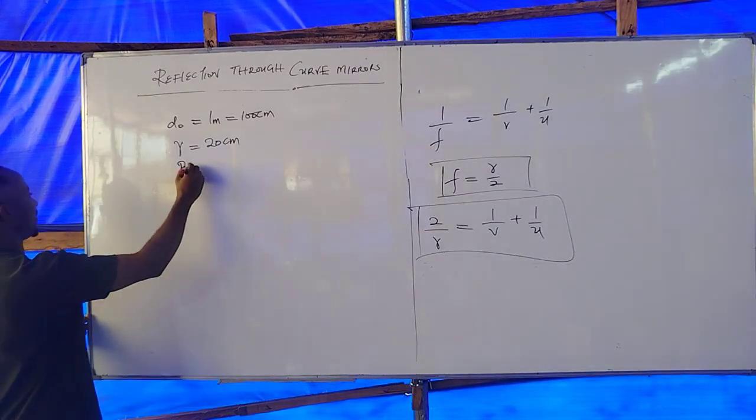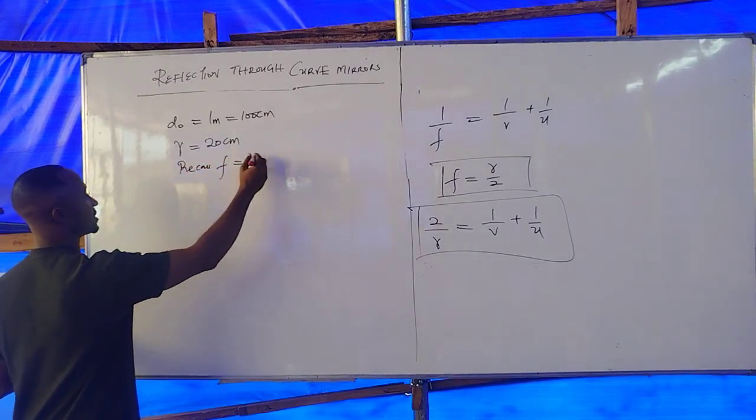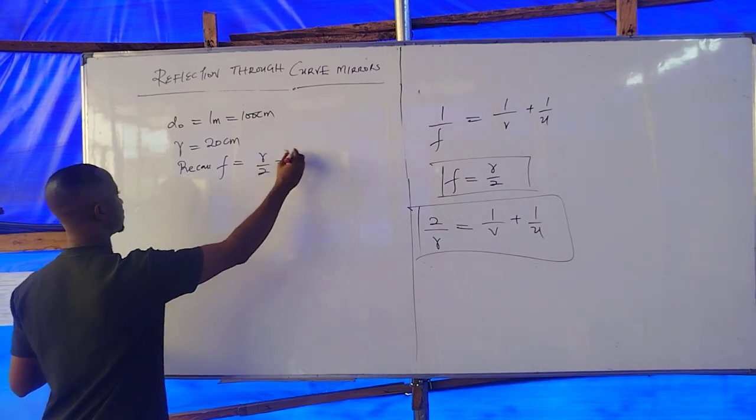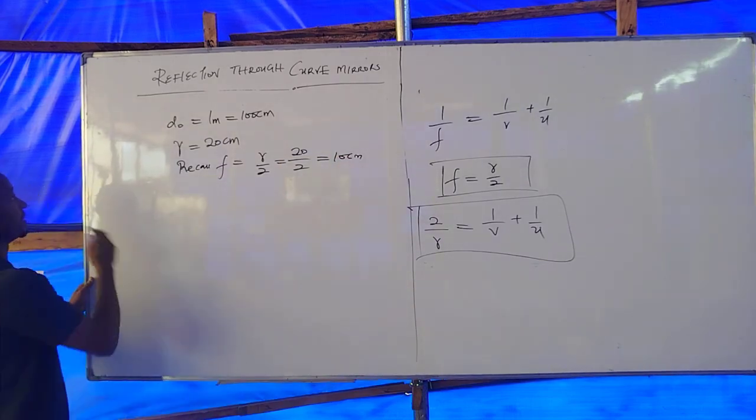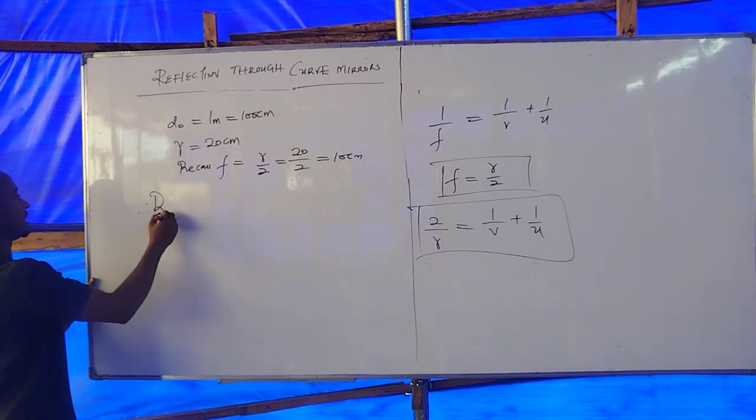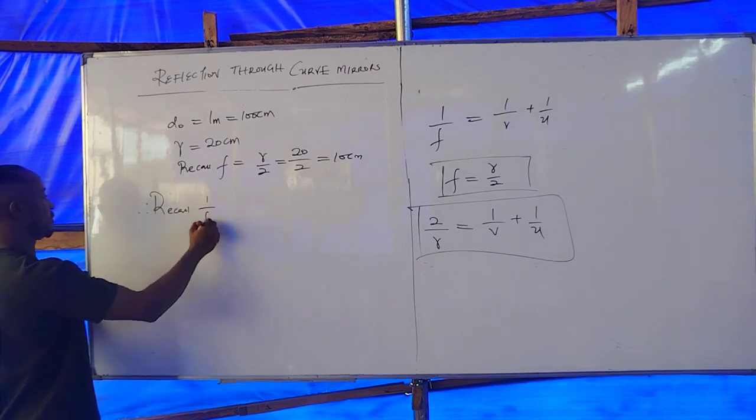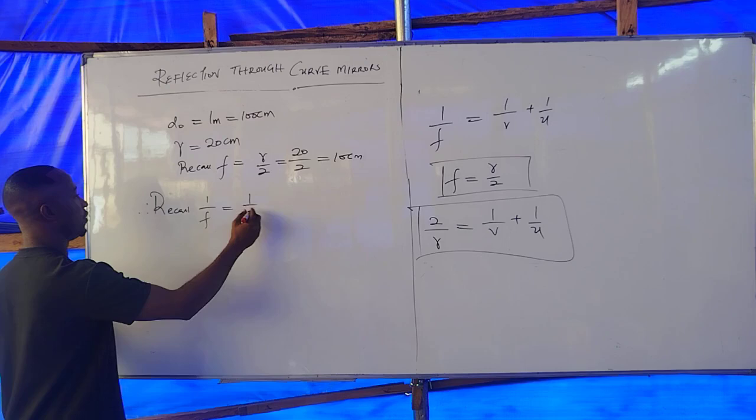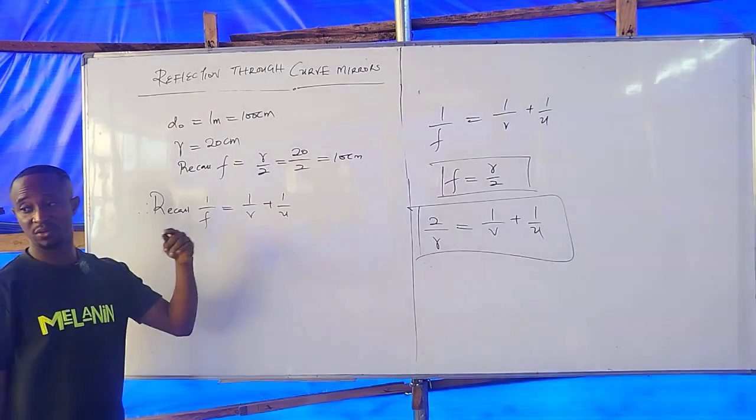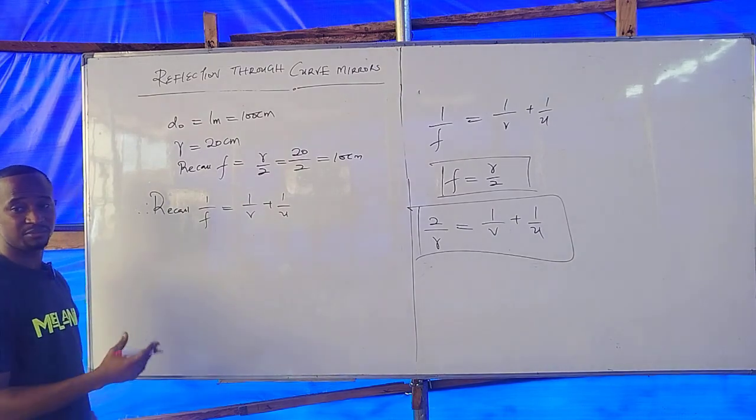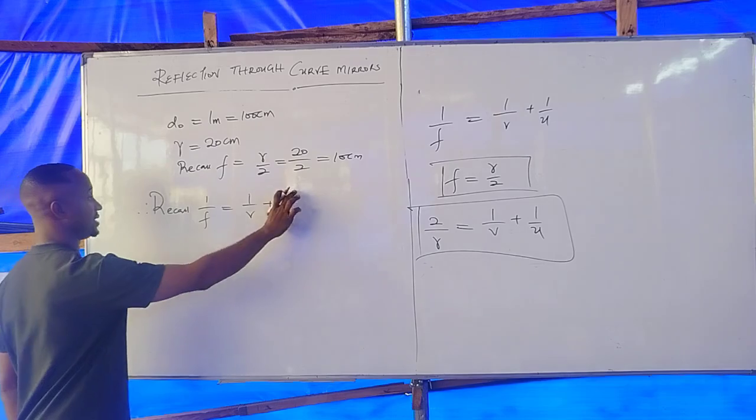Recall that the focus is R over 2. That gives us 20 divided by 2. What do you have there? 10 centimeters, right? Are you following? Then recall that the mirror formula says 1 over f equals 1 over v plus 1 over u. It can also be 1 over u plus 1 over v. Anyhow they put it, you see the same thing. This plus this is the same as this plus this.